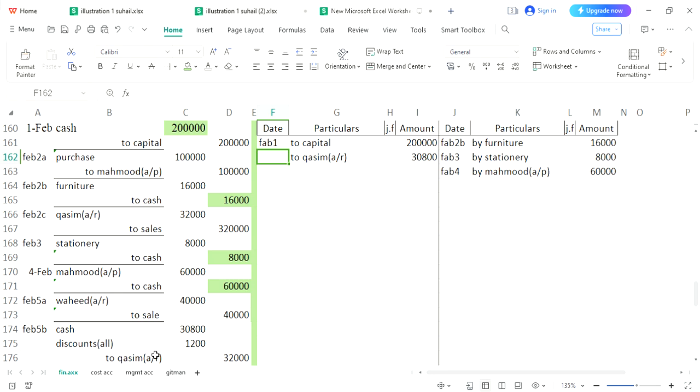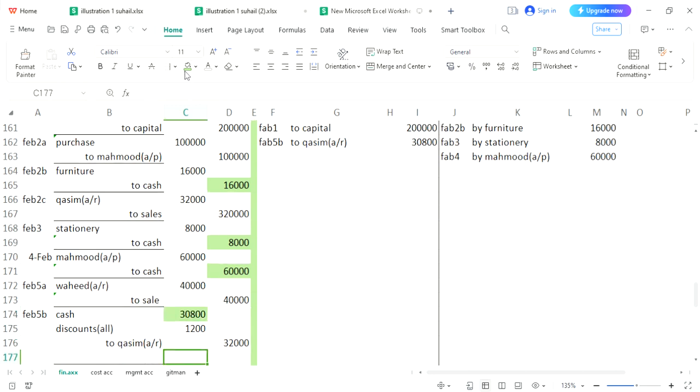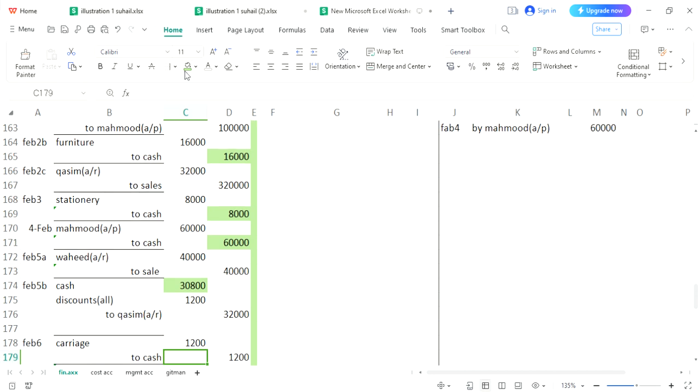And now look at the date, which is February 5. Put February 5 in date column. Meaning, date is mentioned, a reference is given, amount has been posted 30,800. That means this amount is picked and posted. Mark it as it has been done. 30,800 is completed. Start looking cash again.